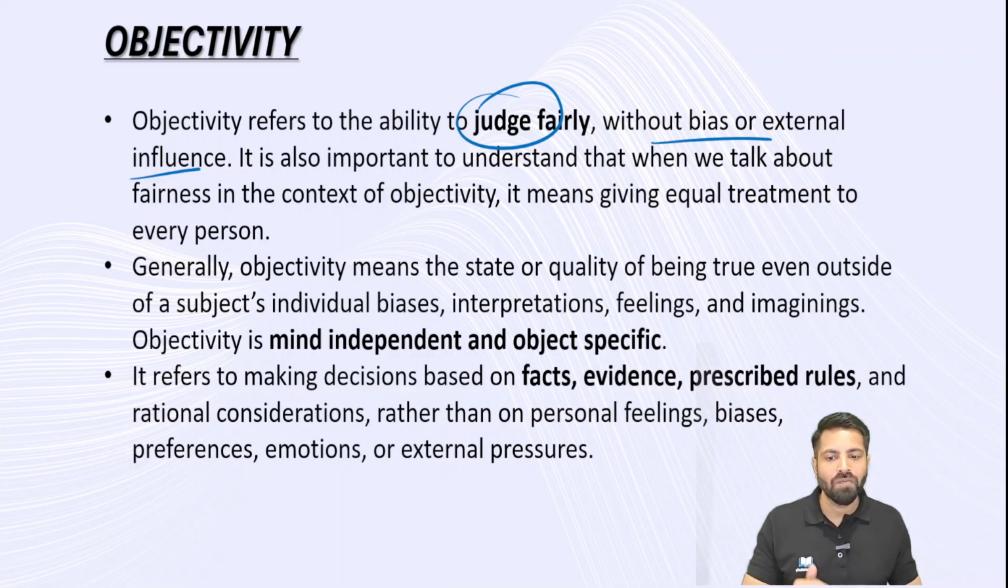In objectivity, the aspect of judging fairly is there. There is no bias, there is no prejudice, there is no external influence. But here you are taking a decision based on certain criteria, based on the factor of objectivity. I'll give you an example, it would be easier for you to understand. See, you want to get an OBC certificate.